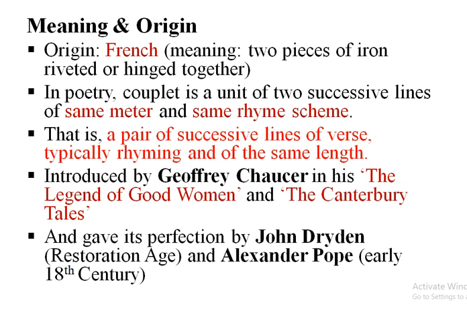In poetry, a couplet is a unit of two successive lines of the same meter and same rhyme scheme. I told you before what meter is and what rhyme scheme is, so I shall not repeat these things today. That is, in poetry, a pair of successive lines, typically rhyming and of the same length, is known as a couplet. The last sound of each line rhymes with the other, and they have the same length. Try to remember these particular words.